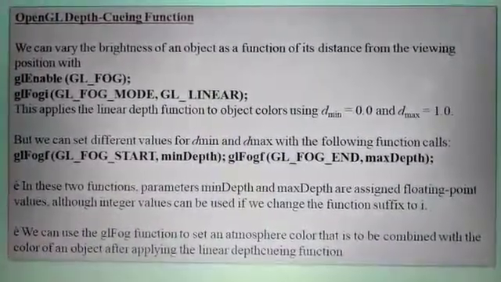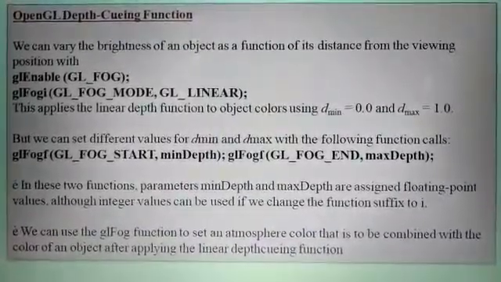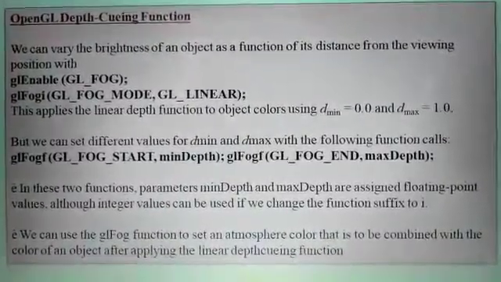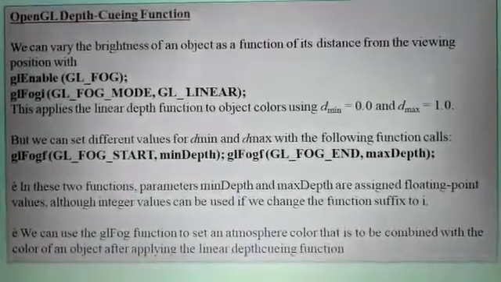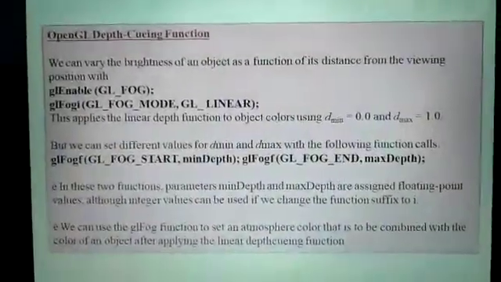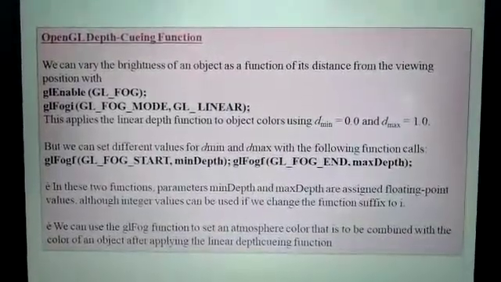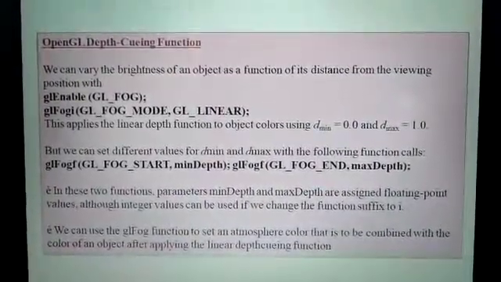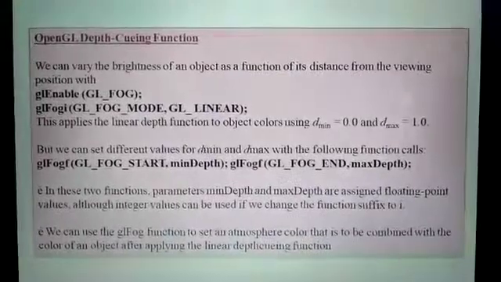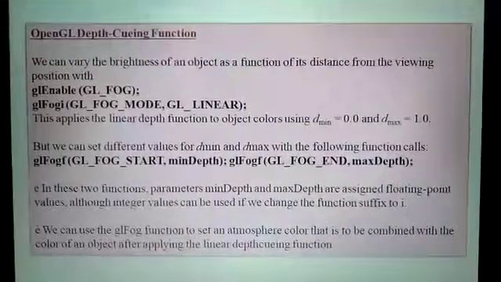This applies a linear depth function to the object color using dmin, which is 0 by default, and dmax, which is 1. But we can set different values for dmin and dmax with the following functions: glFogf of GL_FOG_START, minimum depth, and glFogf of GL_FOG_END, maximum depth, according to the user's needs. In these two functions, the parameters min depth and max depth are assigned floating point values, although integer values can be used if we change the function suffix to i.